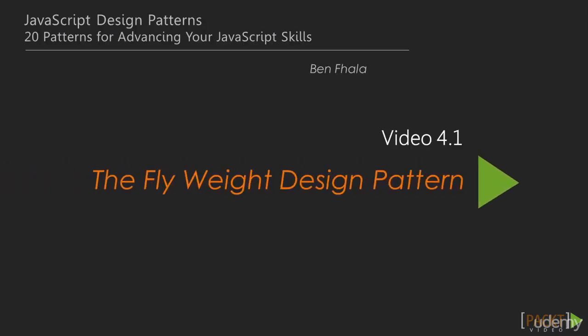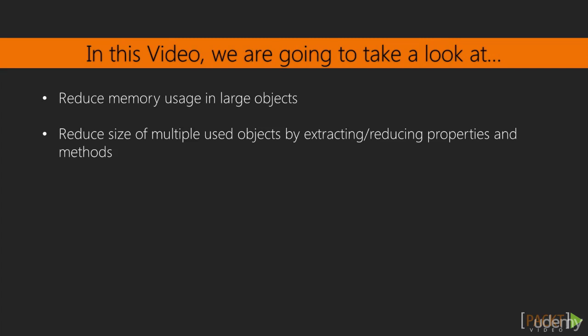The flyweight design pattern reduces memory usage in large objects by reducing the size of multiply used objects. The idea is to extract or reduce properties and methods out of an object that is used often and move those responsibilities to somewhere else, so those responsibilities are not duplicated into every single instance.